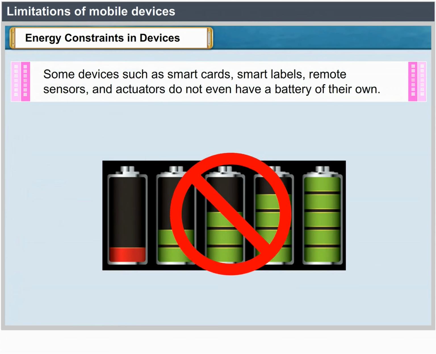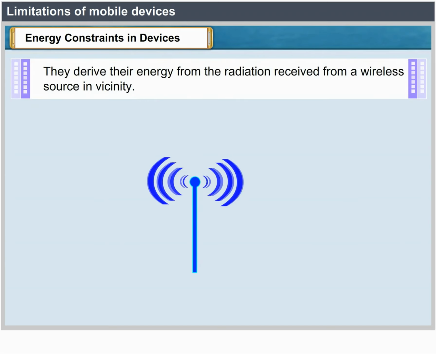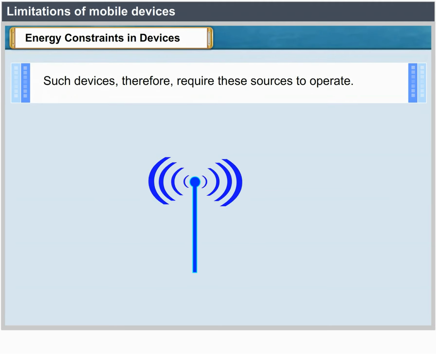Some devices such as smart cards, smart labels, remote sensors, and actuators do not even have a battery of their own. They derive their energy from the radiation received from a wireless source in the vicinity. Such devices, therefore, require these sources to operate.